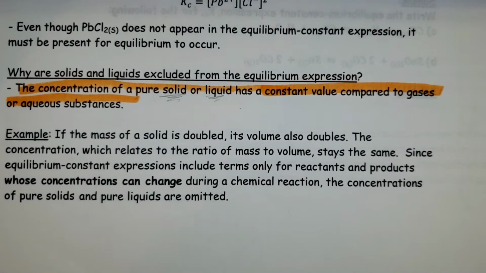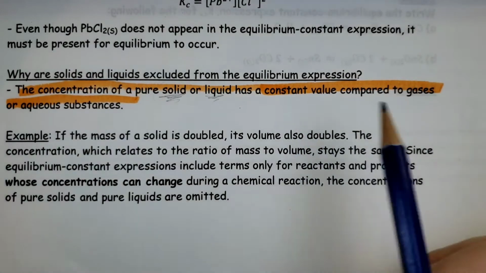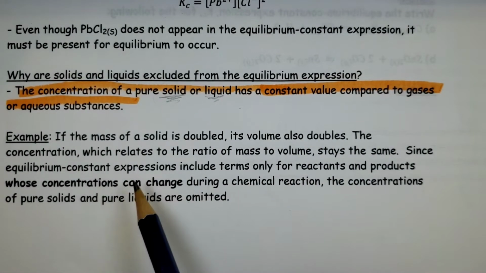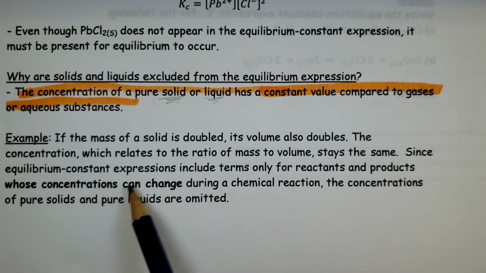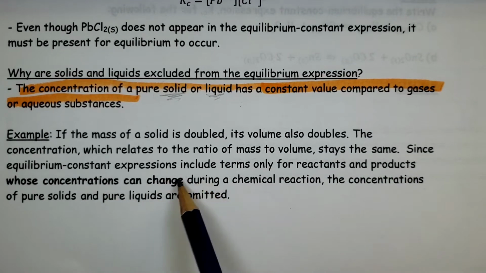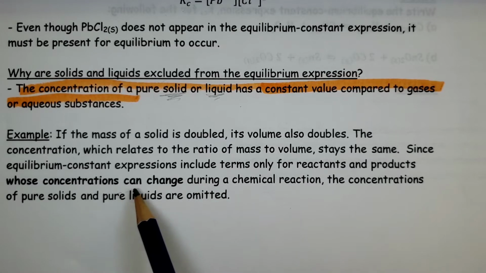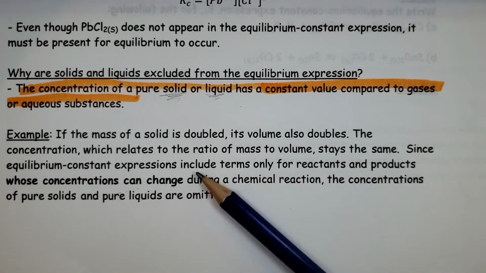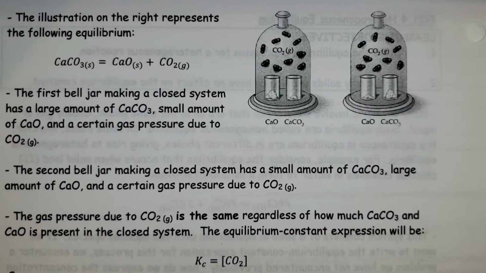So if we look over here, for example, if the mass of a solid doubled, its volume also doubles. The concentration, which relates to the ratio of mass to volume, stays the same. Since equilibrium constant expressions include terms only for reactants or products whose concentrations can change, we don't include the solids or the liquids. So the species have to actually change to be included in there.